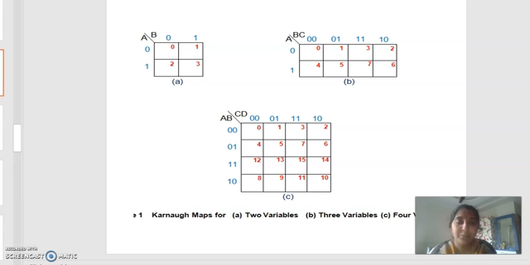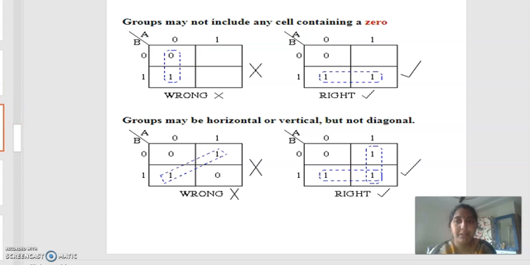To solve Boolean functions, we compulsorily should remember this order of the minterms. This order plays a very, very important role. Now we'll see the minimization using K-maps. While minimizing Boolean functions by using K-maps, we should follow some rules. The first one is that groups may not include any cells containing a 0. So while minimizing the expressions, we should group the zeros and ones.